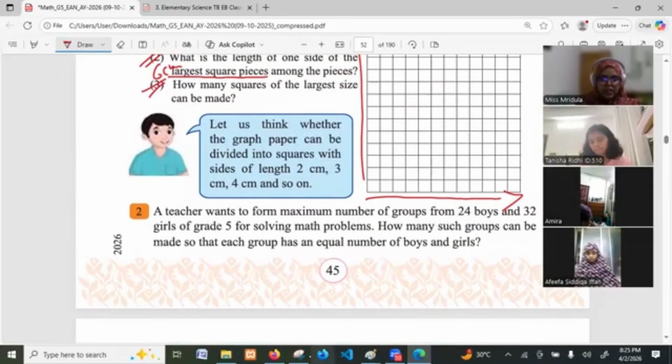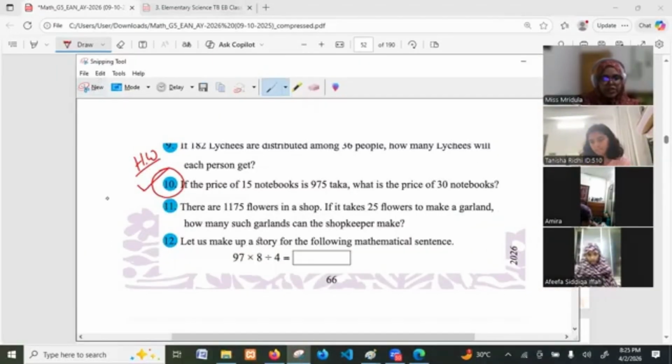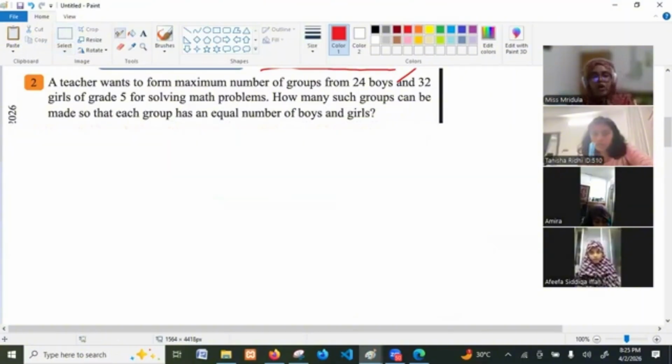Okay, let's do the last one of this page. A teacher wants to form the maximum number of groups. They have given the hint that HCF will be included. Maximum number of groups from 24 boys and 32 girls of grade 5 for solving math problems. How many such groups can be made so that each group has an equal number of boys and girls? So we will find out the HCF, as they have said, the maximum number.